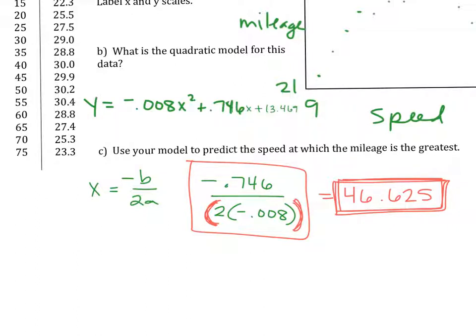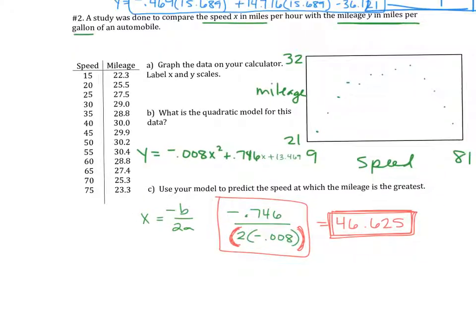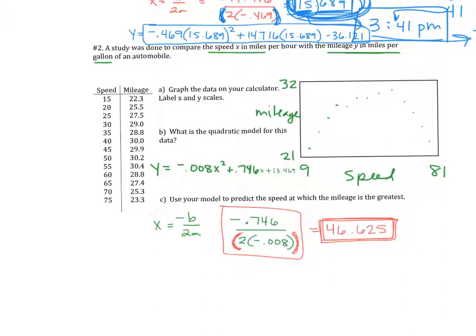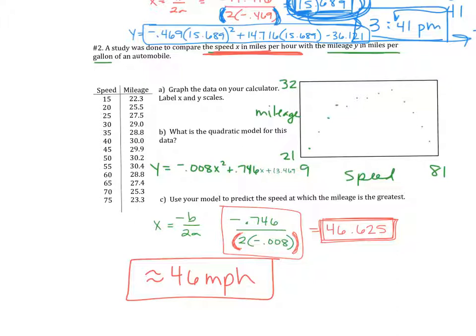What does this mean? It means that 46.625 is the x. That's the speed. You were going 46 miles per hour. There you go. Speed x in miles per hour. So this is about 46 miles per hour. Okay? That's not very fast. When your mileage would be the greatest. Questions on that? 1 second.